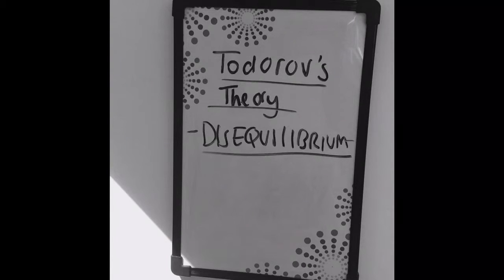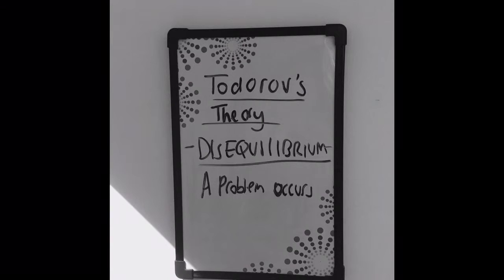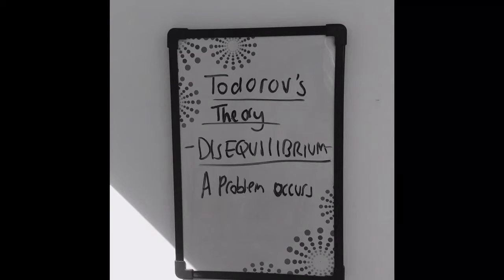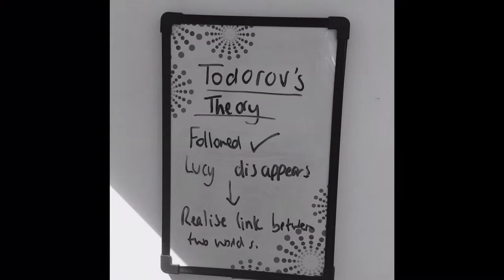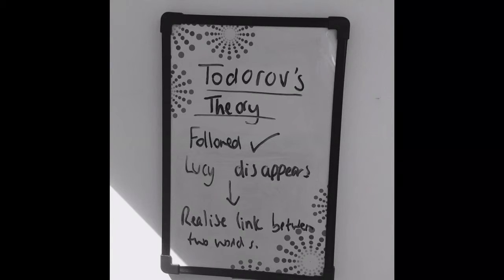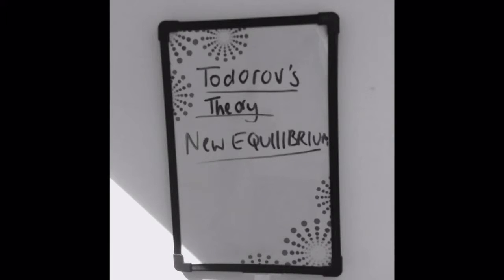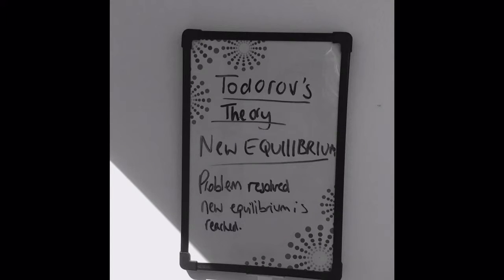Disequilibrium, as the name suggests, shows how the equilibrium is disrupted as a problem occurs. We've also followed through with this, as obviously there has to be a plot twist. Lucy disappears from the group, and then the audience actually realise this film isn't just about a normal shopping trip. There's a new equilibrium in Todorov's theory, reached as the problem is resolved.